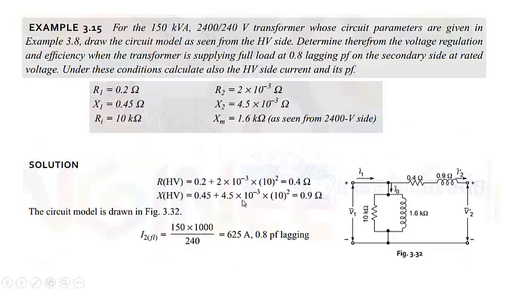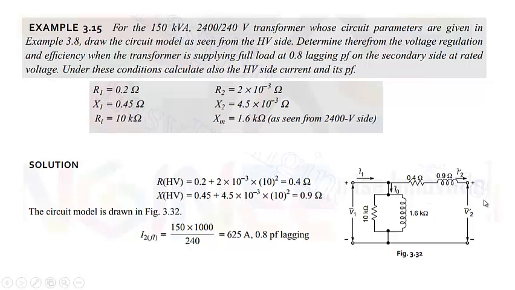Now let us try to do one more numerical. For a 150 kVA 2400 by 240 transformer whose circuit parameters are given in example 3.8, that is this circuit, draw the circuit model as seen from the high voltage side. Determine therefrom the voltage regulation and efficiency when the transformer is supplying the full load at lagging power factor on the secondary side at rated voltage. Under these conditions, also calculate the high voltage side current and its power factor.